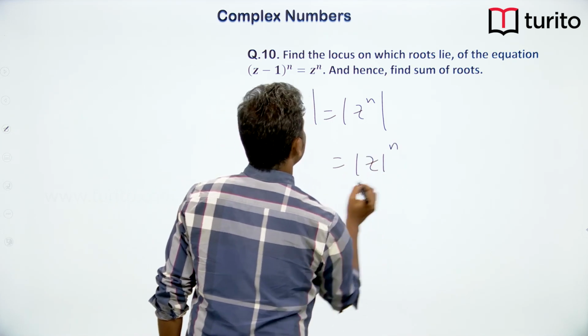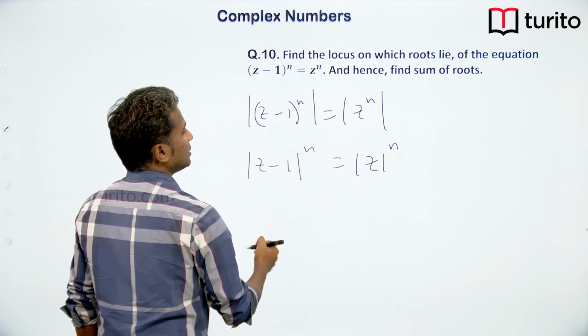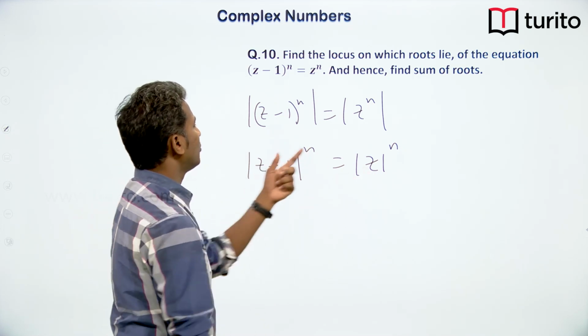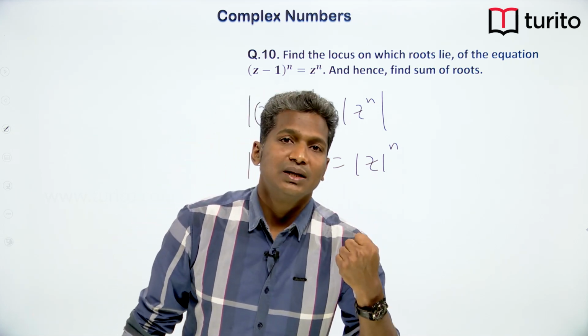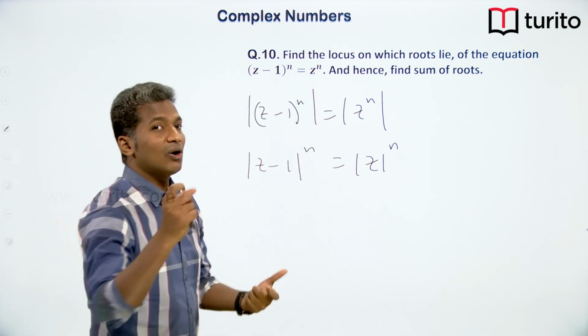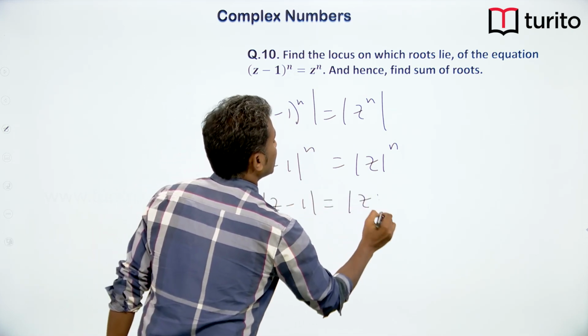So, I can just write it as mod z whole power n and mod z minus 1 whole power n. Now, this means, because for mod z there is no way of getting complex numbers, because mod z is a positive or non-negative real number, we can just cancel out n and write it like this.